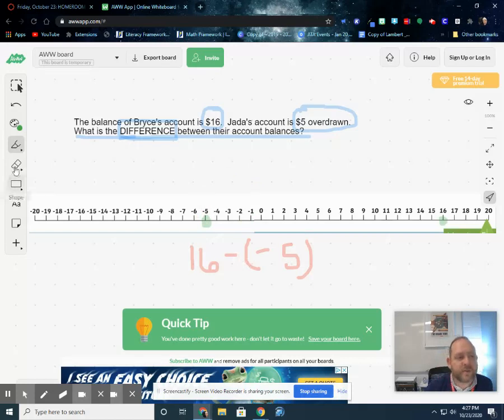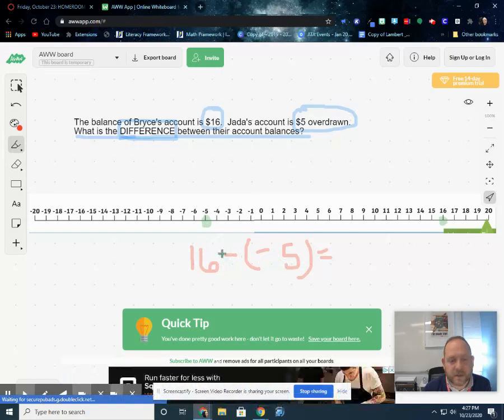If you look down here at the problem that I wrote, 16 minus negative 5, if we take the opposite of an opposite, like we've talked about before, that becomes a positive number. So we could think of this as 16 minus negative 5, or you could have 16 plus 5. And that will give you the same answer. So here we go. Let's count it out and see what we've got here.